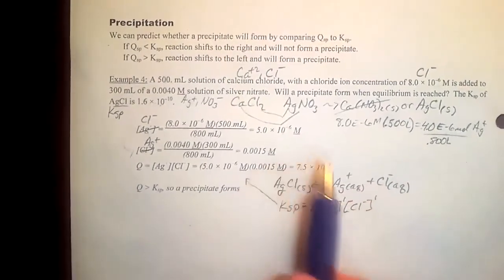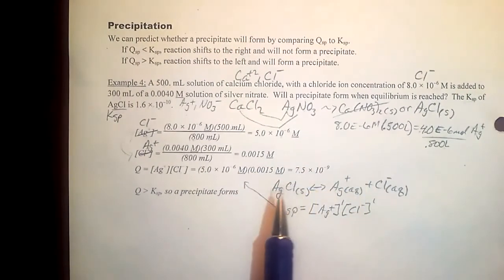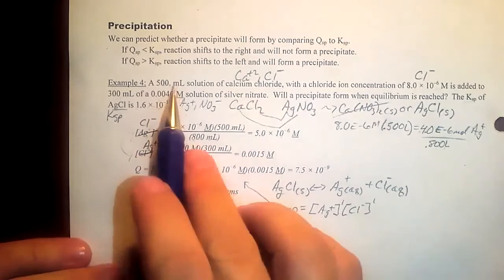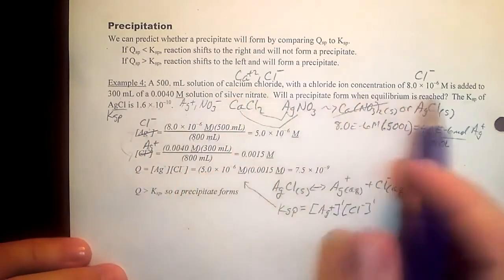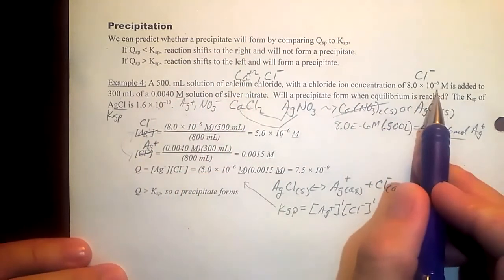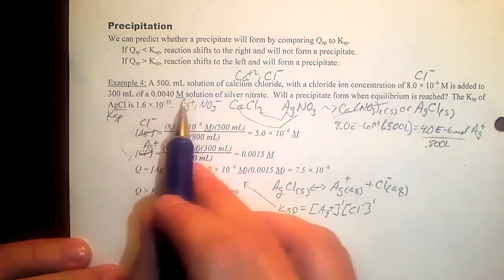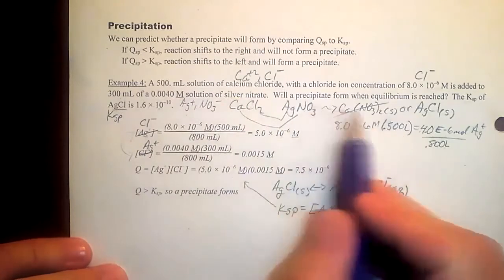So this example is the kind of thing that would come up on the test, and something even more complicated really than this on the test. So hit pause and give this a read. This can be a bit tricky. So we have this much of a solution of calcium chloride, and the chloride ion is this much. Okay, so we have this molarity of this much of silver nitrate. Now, will a precipitate form?